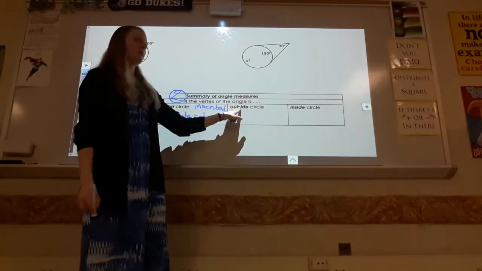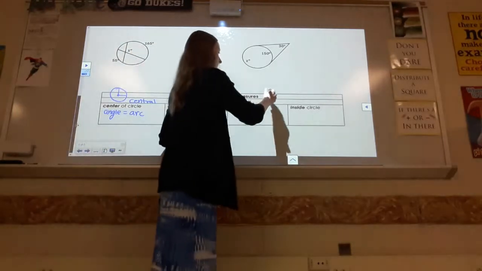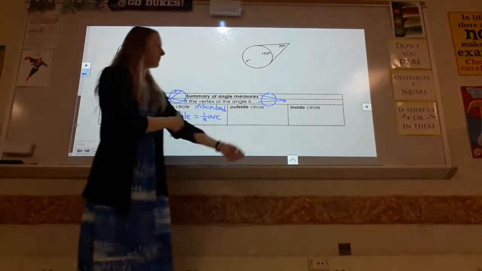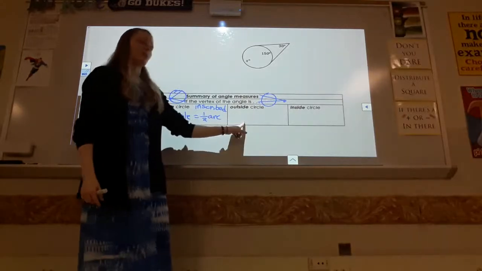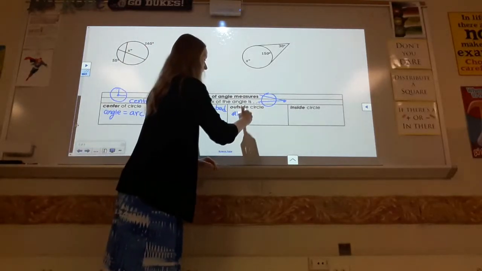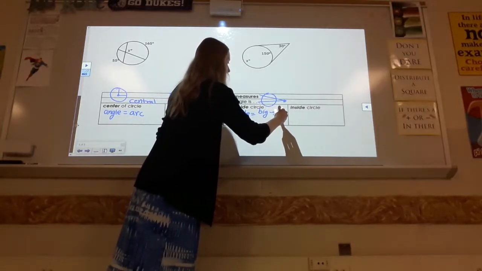If the vertex of the angle you're creating is outside the circle, what's our formula? So that would look, this is just one example. You could have any one of those 3 that I have drawn above. But if your vertex is outside the circle, what's our formula? Yes, angle equals big minus small divided by 2.